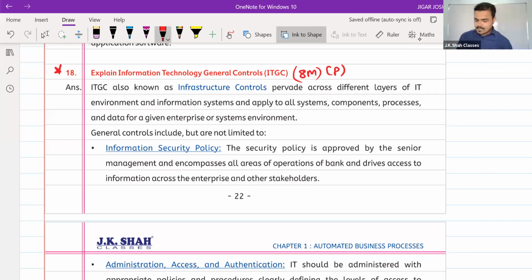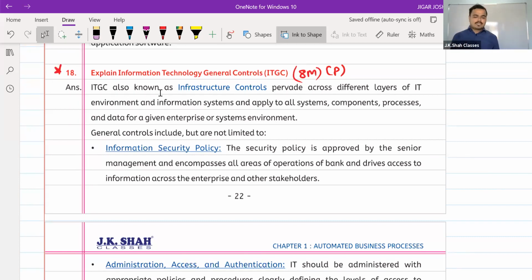What will they ask? They will ask you very simply, like suppose you are appointed as a security advisor to ABCD company, and they are asking you to design some general controls, ITGC, information technology general controls. This question can also be asked as a general control itself. Tell me, if you are appointed as a security advisor for ABCD company, what kind of general controls you would like to apply in a business?